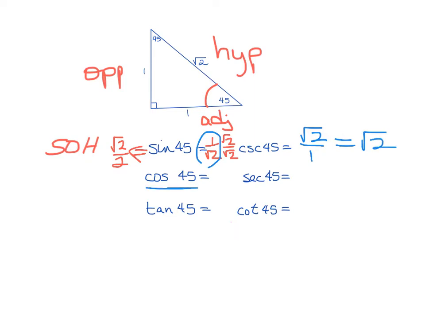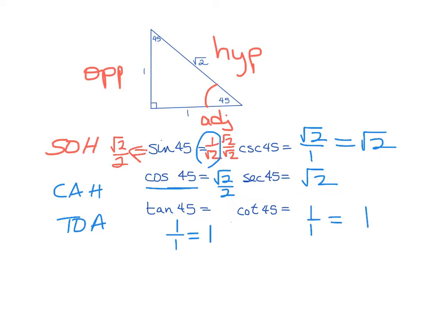Remember, I just did opposite over hypotenuse. Now when I do the cosine, again, the adjacent and the opposite are the same number. So these trig functions are going to be exactly the same. Then for tangent, we're going to do TOA, opposite over adjacent, 1 over 1, which is 1. Reciprocal, 1 over 1, and it's 1. You should memorize tangent of 45 and cotangent of 45. It'll come in handy later on.